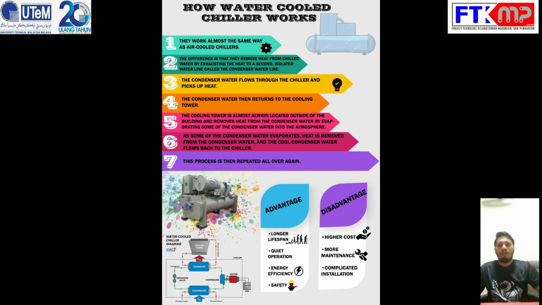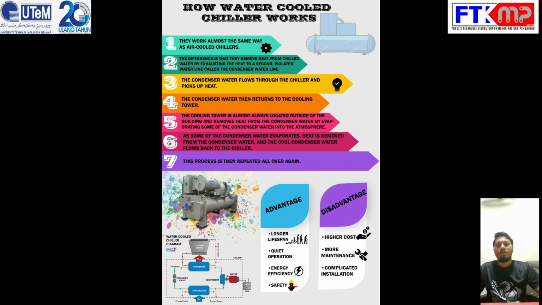Now we're going to see how water-cooled chillers work. First, they work almost the same way as air-cooled chillers. The difference is that they remove heat from chilled water by exhausting the heat to a second isolated water line called the condenser water line.